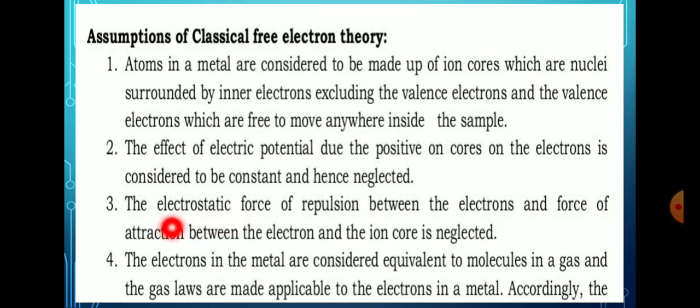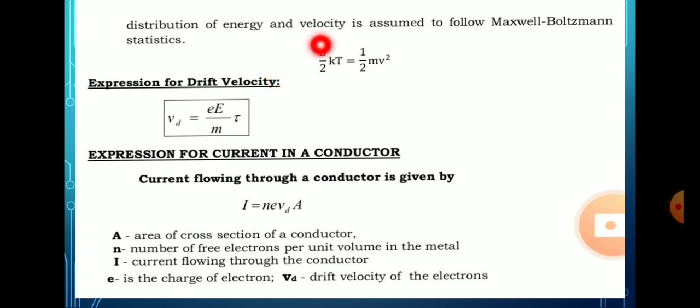Then the fourth: the electrons in a metal are considered equivalent to molecules in a gas, and hence the gas laws are made applicable to the electrons in a metal. According to the classical free electron theory, the free electrons behave like the molecules in a gas, so the gas law is obeyed. The distribution of energy and velocity is assumed to follow Maxwell-Boltzmann statistics. Here it is given by 3/2 kT = 1/2 mv².